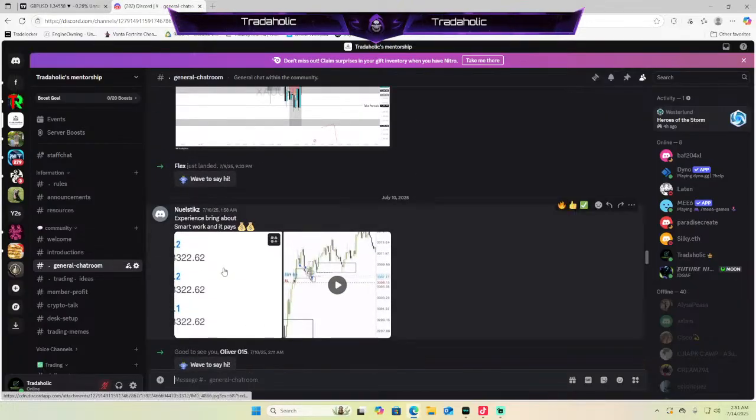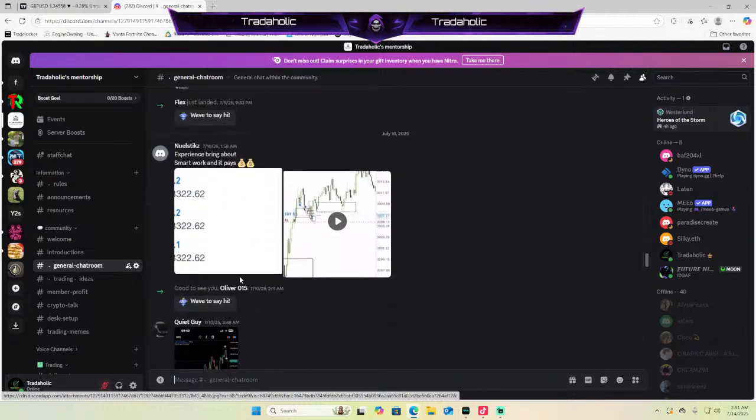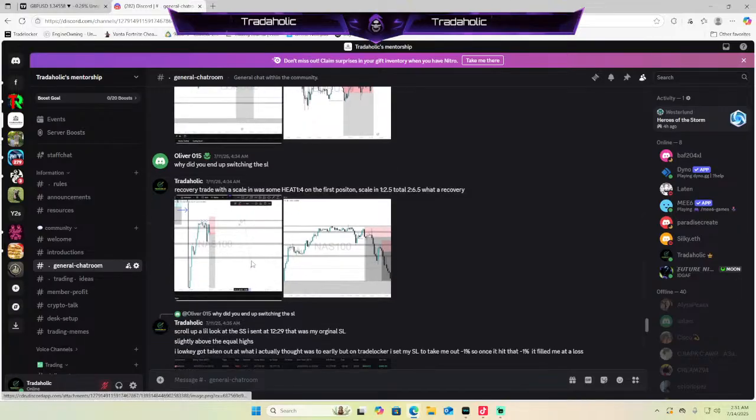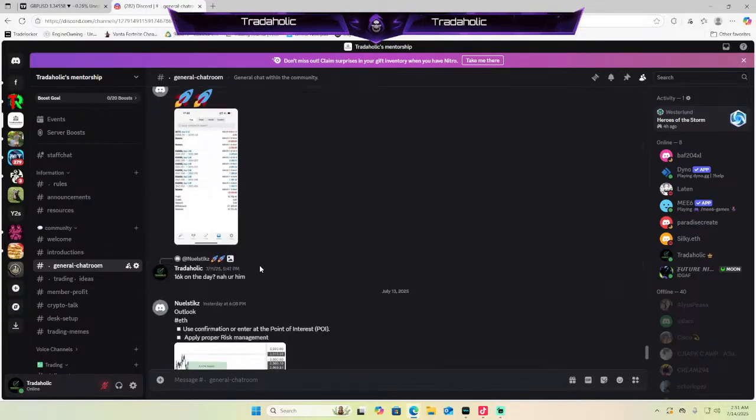So if I'm not on live stream and I'm taking a trade, I will screenshot it and send it inside the general chat room. Like, this is a trade I'm taking. I'm not gonna be live tonight, but I'm letting you know this is a trade I'm taking.